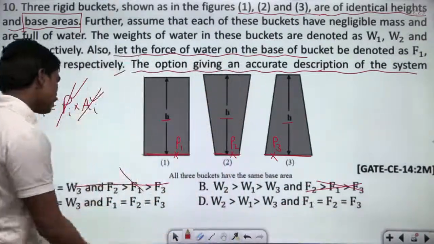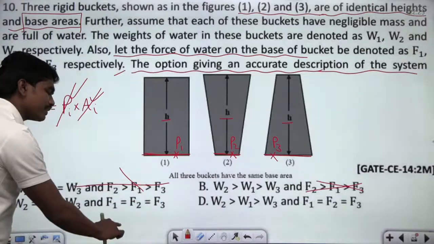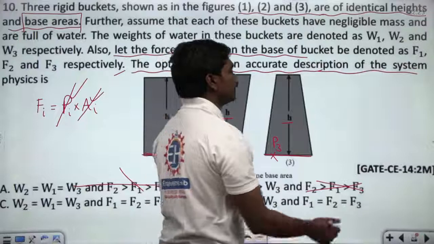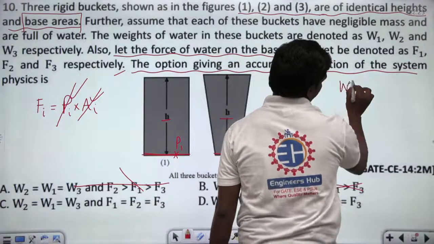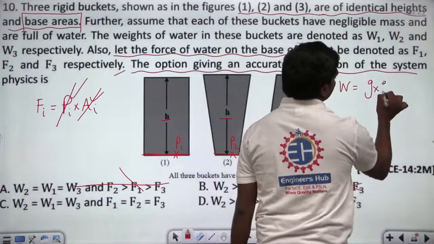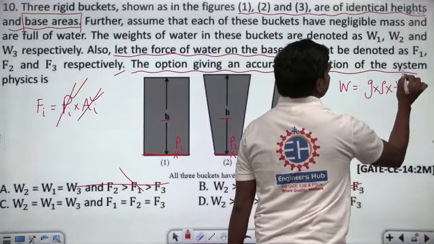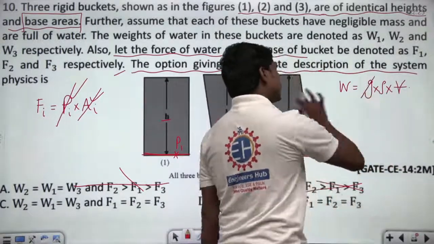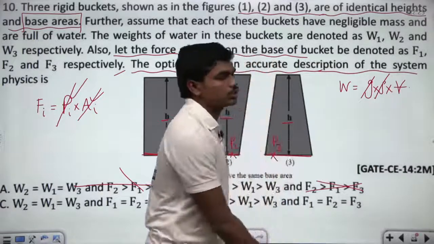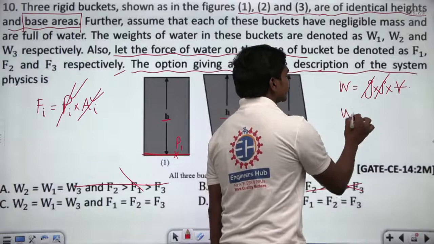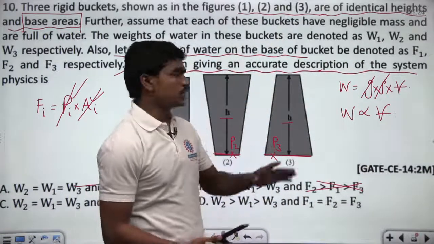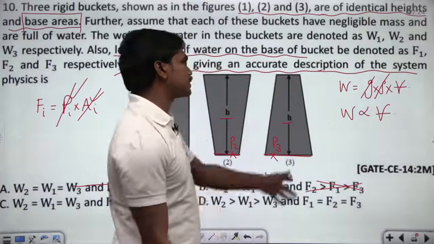Now, in these two options, you have F1 is equal to F2 is equal to F3. Fine, that's okay. Now, see carefully. They are also asking you for the weight. Weight is equal to gravity into density into volume. Gravity is constant in all three cases. All three cases have water as the fluid, so density is also the same. So weight is directly proportional to the volume of the fluid, of course in the incompressible case as well.